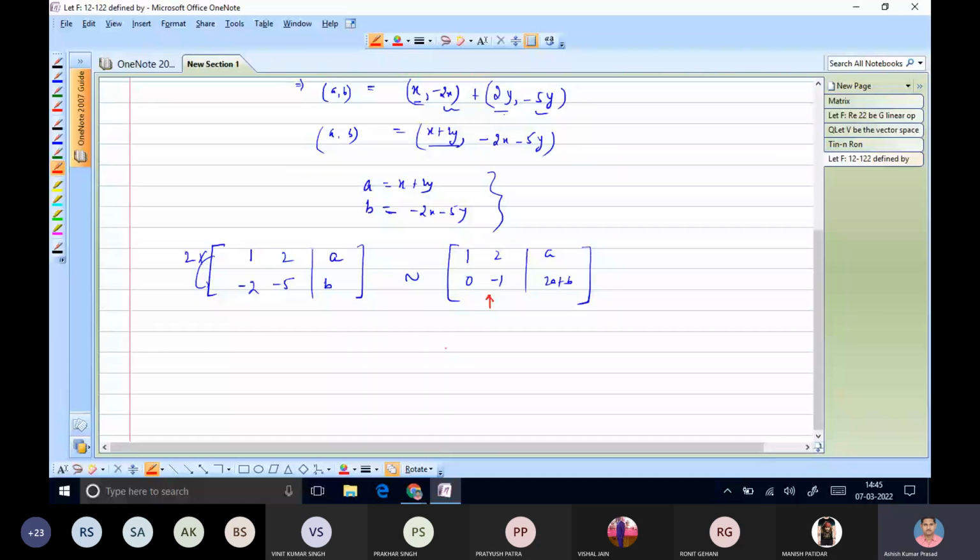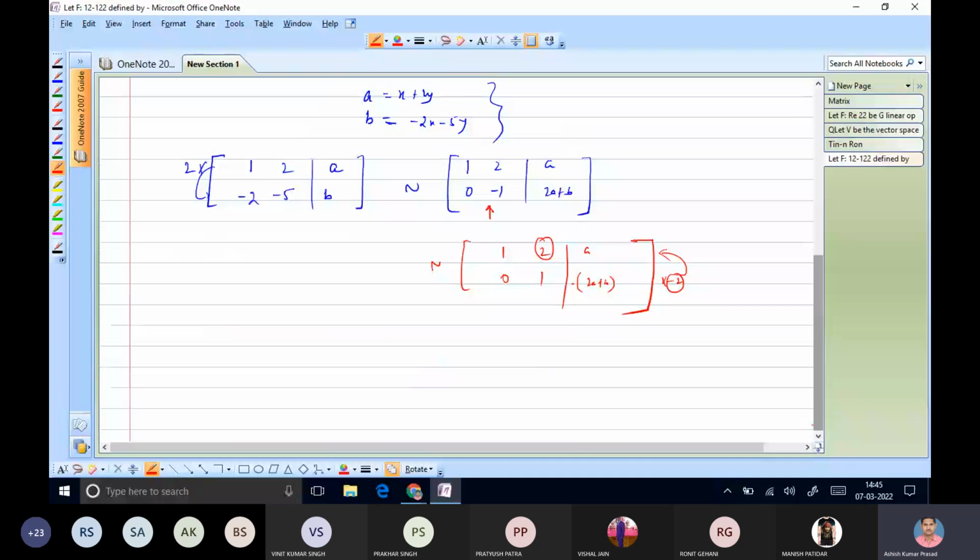See what I will get. 1, 2a; if I multiply by -1, I will get 0, 1, minus of 2a plus b, right? 1 I got. Now the pivots are 1. I want to make this 0. For that I am multiplying -2 to the second row, and I will add it to the first row.